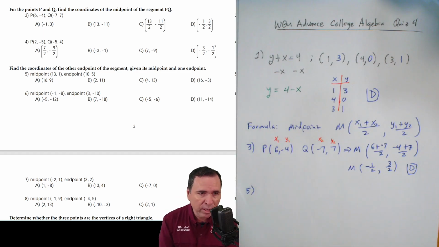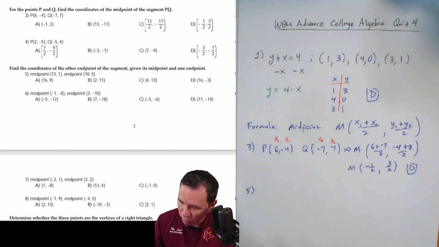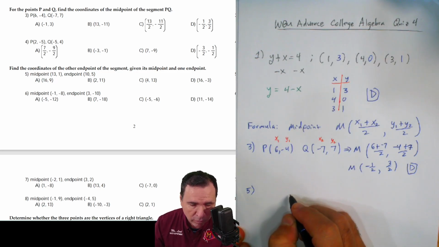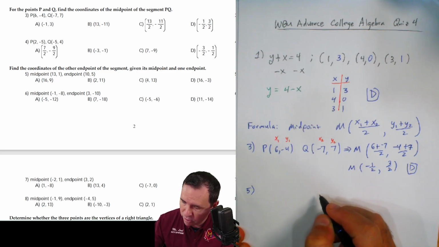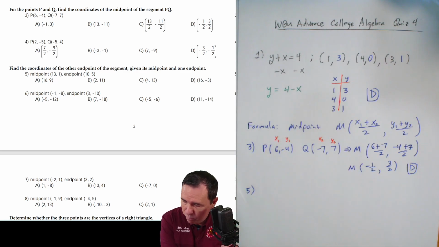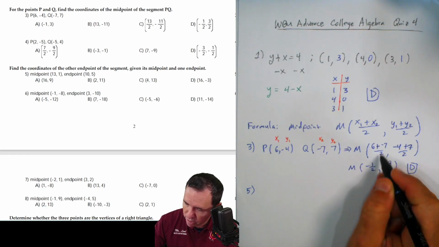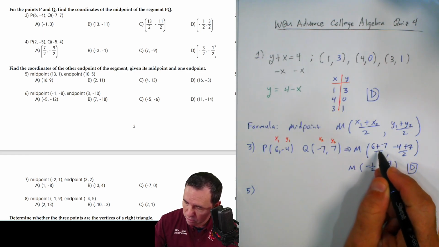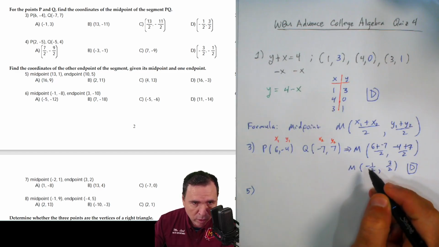So number 5 says, find the coordinates of the other endpoint of the segment given its midpoint and one endpoint. So this one, you have to work backwards. They give you the one in the middle. They give you one of the endpoints, but you're missing the other endpoint. So what we need to do is we need to reverse the process. You see how we got this? But it was the average of these two things. So this is what I'm going to do.